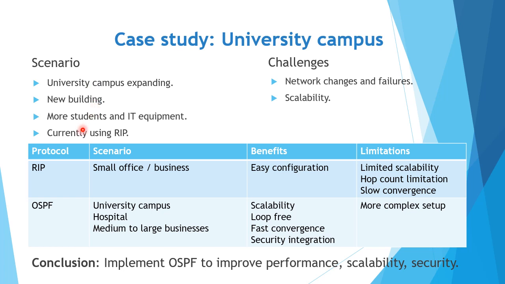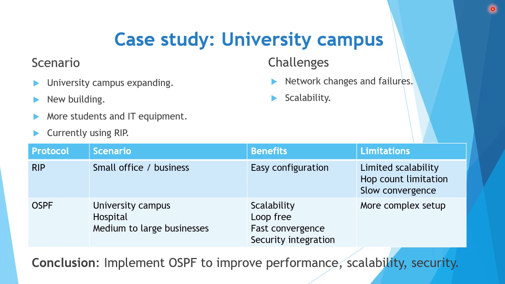So they're currently using the RIP protocol, but they've experienced slow convergence times and routing loops in the past, especially during failures and periods of maintenance. So this has affected the speed and the reliability of the network, so they're reviewing it ahead of the expansion.